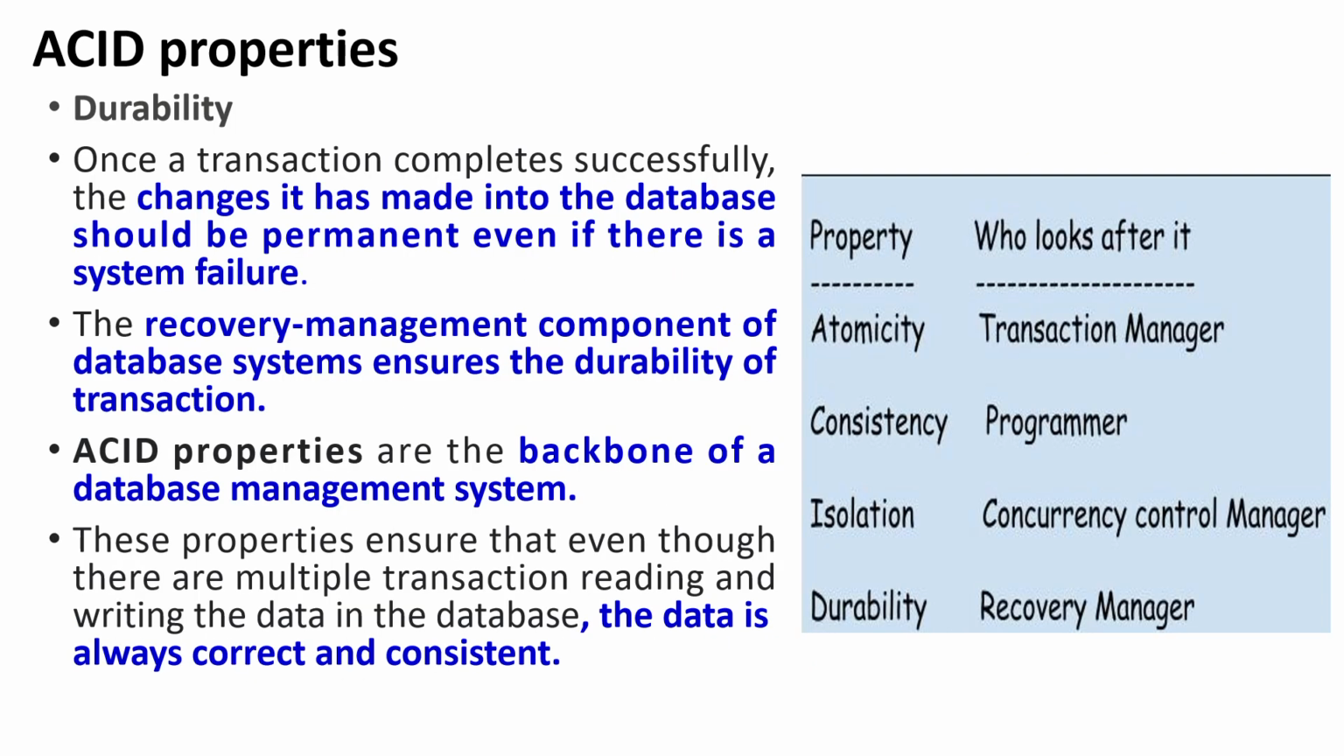Durability. Once the transaction completes successfully, the changes it has made to the database should be permanent even if there is a system failure. The recovery management component of the database system ensures the durability of transactions. ACID properties are the backbone of a database management system. These properties ensure that even though there are multiple transactions reading and writing data in the database, the data is always correct and consistent.